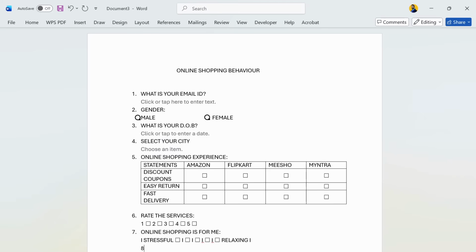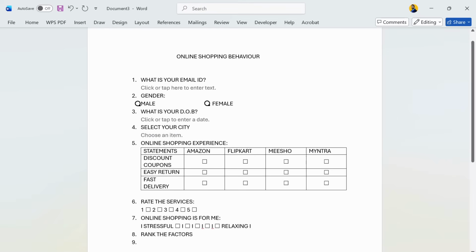So these are the different scales which we can utilize while preparing the questionnaire. Now our question number 8. In question number 8, we can ask any other question related to the same thing. Let's say rank the following, rank the factors, right? So in this, we will create certain factors.